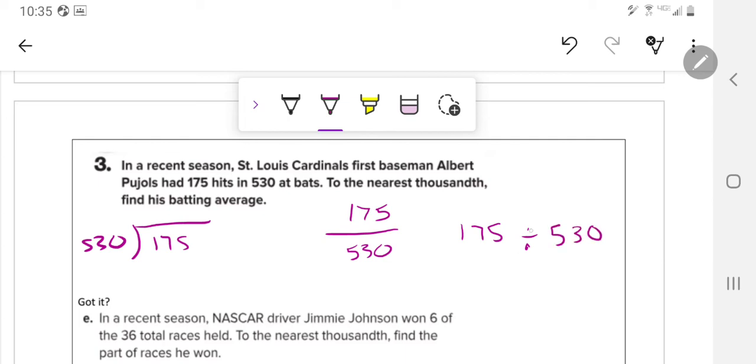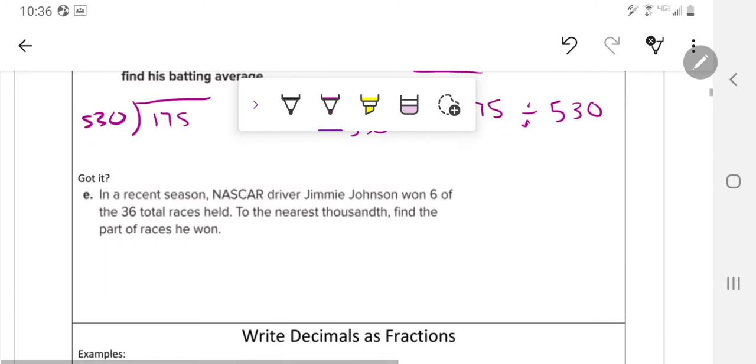Okay, 175 divided by 530, and then that would give us our answer. And our thousandths would be 3 decimal places, so tenths, hundredths, thousandths, and we round. All right, now if we do the next one here, we are going to actually divide this. It gives us a nice little shortcut for special types of fractions here.